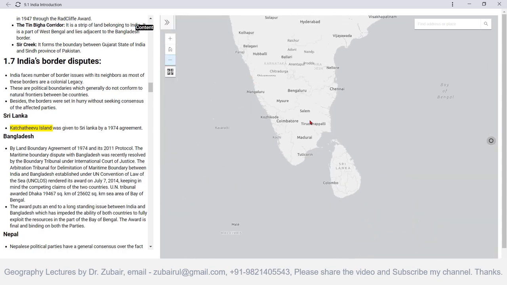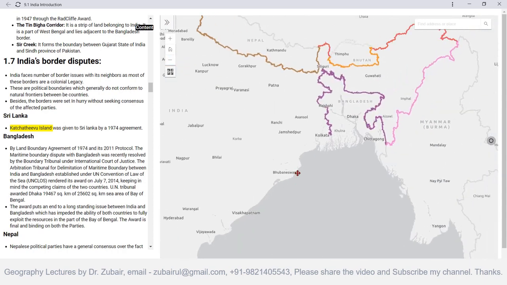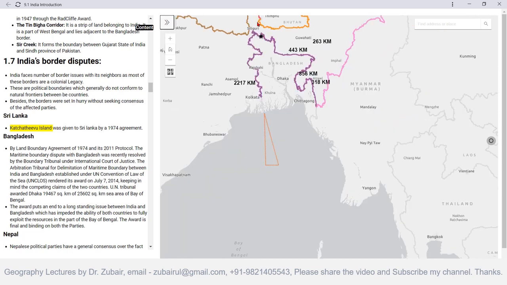Let's see Bangladesh. There were 2-3 disputes. Most of the disputes have already been resolved peacefully, and one dispute related to the border in the Bay of Bengal, the rights of India and Bangladesh, was also resolved. There was a dispute about which side this line passes. So this dispute has also been resolved.